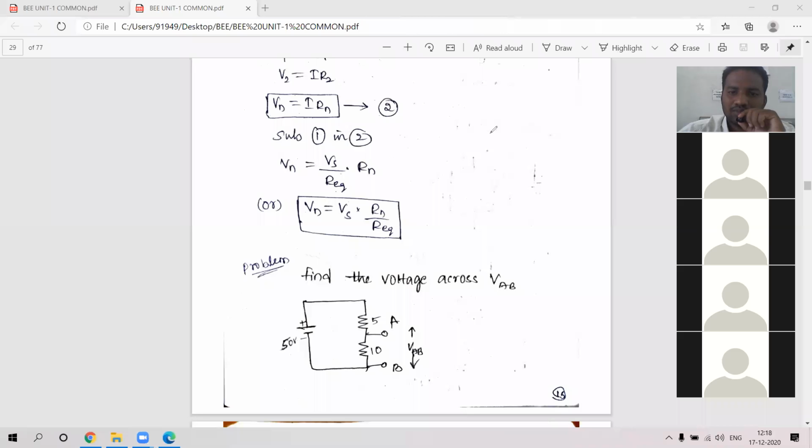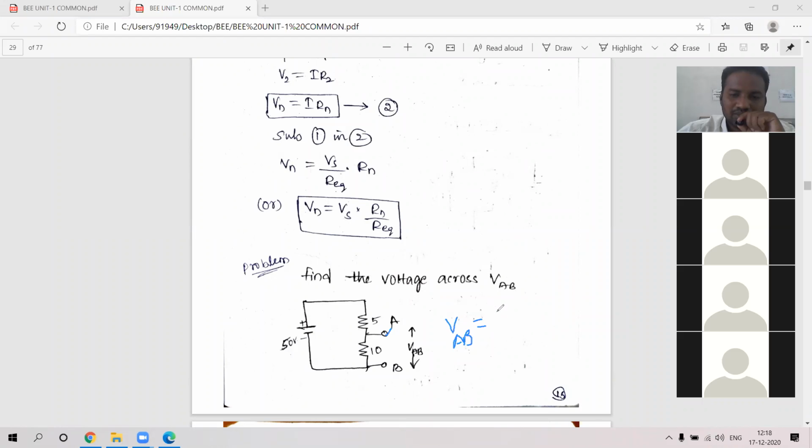Please tell me the answer, all of you. Find the voltage VAB. This is A and this is B, and 50 volts is there. No need of finding the current. VAB is equal to the formula. What is the total voltage? How are they connected? Voltage divides means series connection only. 5 and 10, how are they connected? Series. So you can apply voltage division.